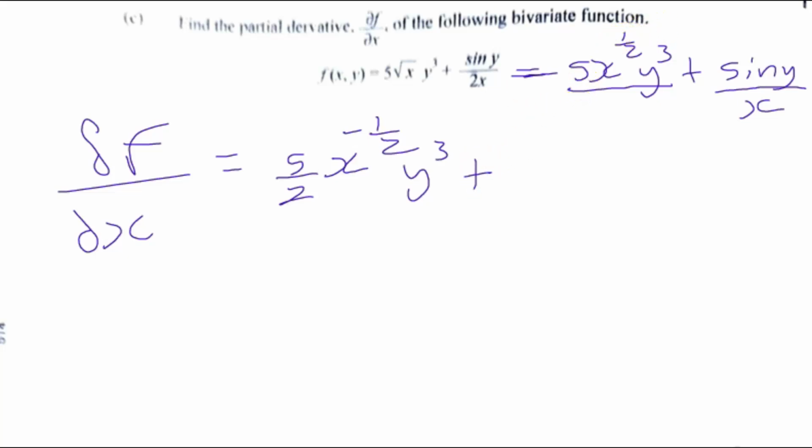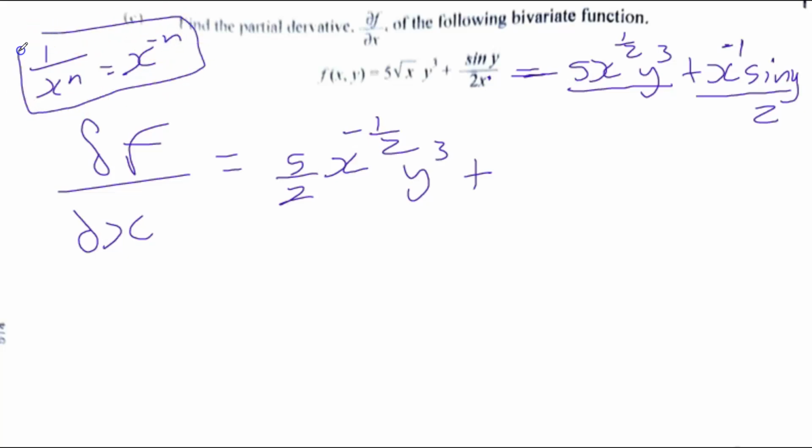Plus, and by the way, I should have rewritten sine y over 2x. I'm going to rewrite sine y over 2x as x to the power of minus 1 times sine y over 2. You bring it up from the denominator. So all I did is rewrite the x in the denominator as x to the power of 1. So by the law of indices, 1 over x to the n is equal to x to the power of minus n.